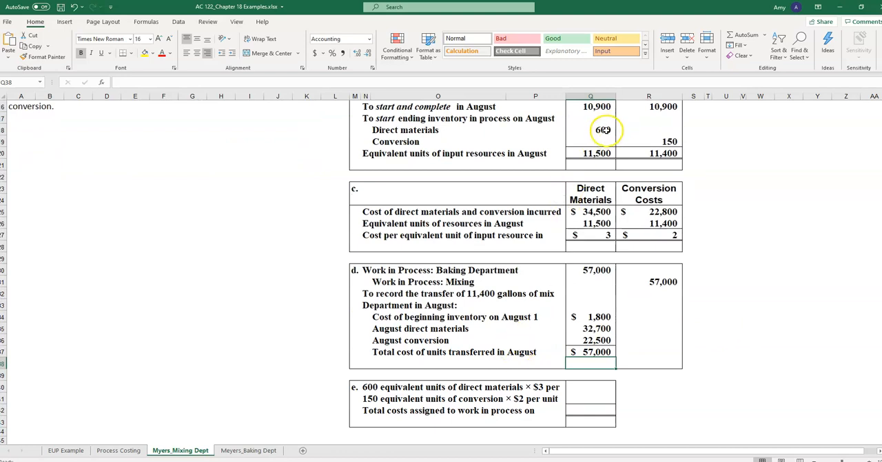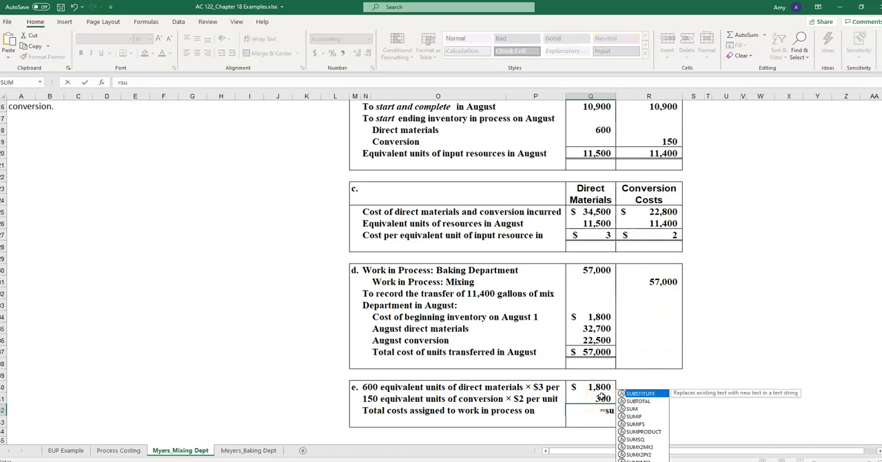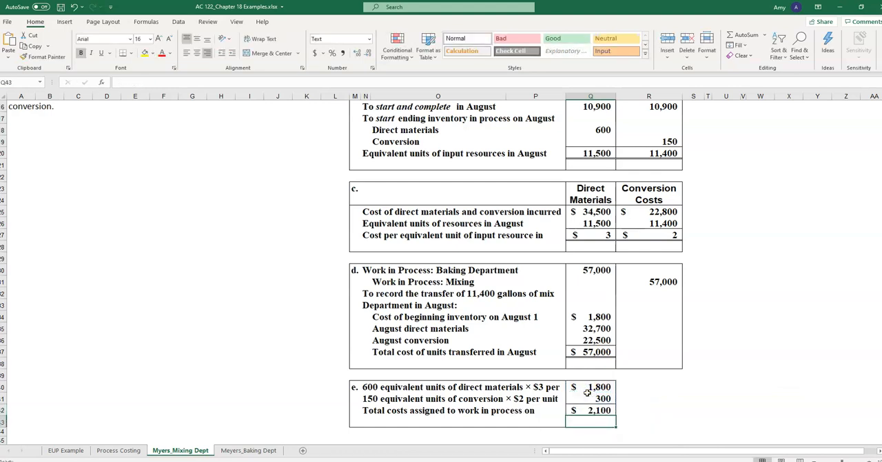Our ending work in process, we have 600 in direct materials and 150 in conversion. So we're going to take 600 times 3 and 150 times 2, and our total ending work in process inventory for the mixing department is $2,100.